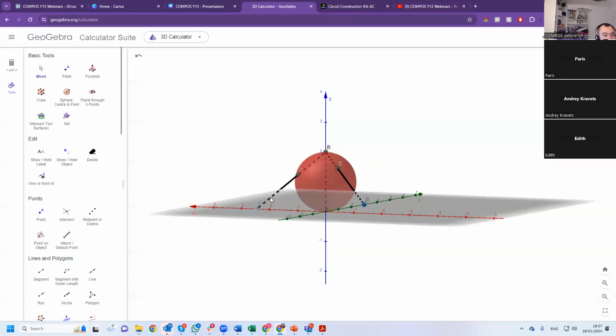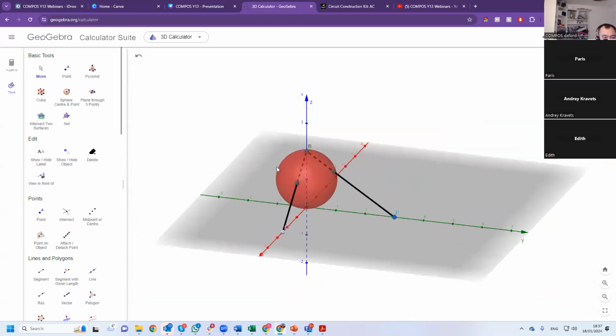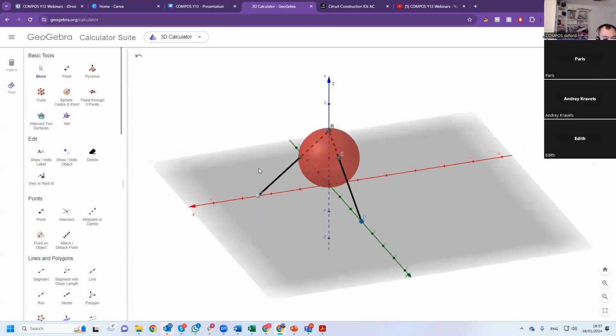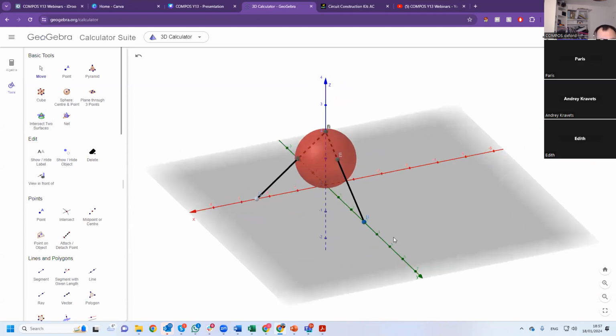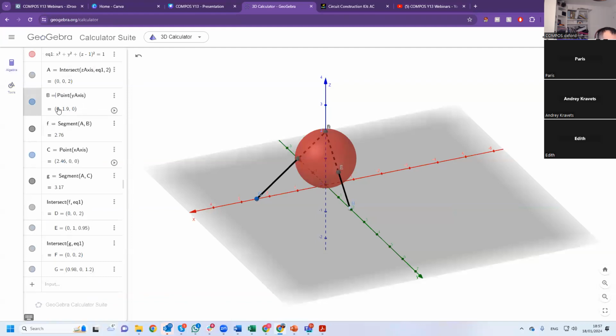Let's have a look at the same thing just in 3D. So you have the sphere. This is the x-axis. This is the y-axis. And you have a point B. And you can move point B, and the corresponding point on the sphere moves. Now, for some reason, I can't move it horizontally, but we can, of course, just manually change point B.